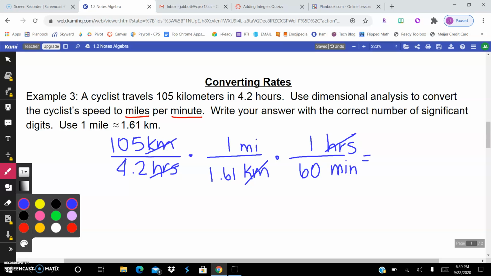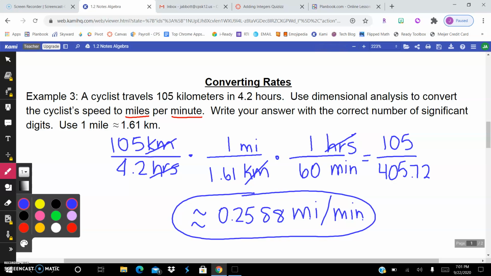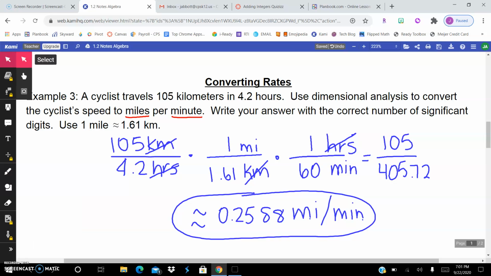So we are going to multiply across the top and I would get 105. Then I'm going to multiply across the bottom and I get 405.72. Now I have to do the division of 105 divided by 405.72, and I'm going to get about 0.2588, and our unit is miles per minute. So that's about 1/4 of a mile per minute that he can travel.